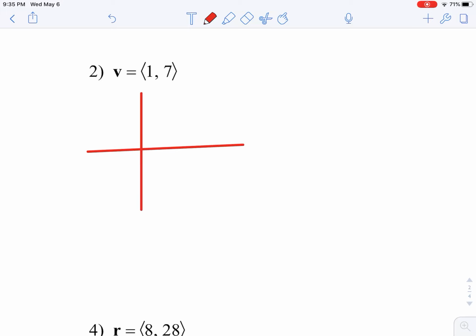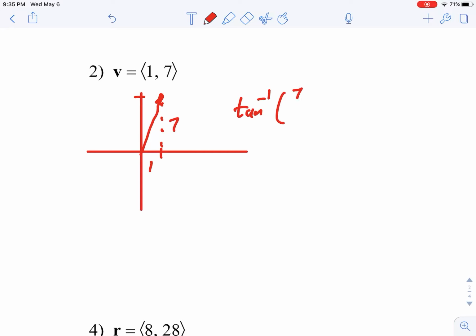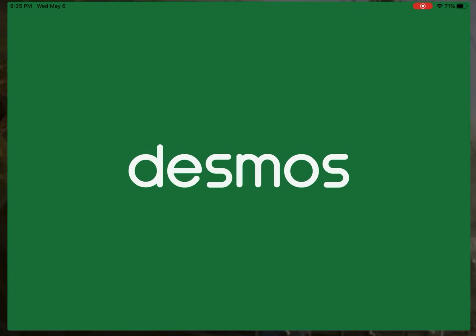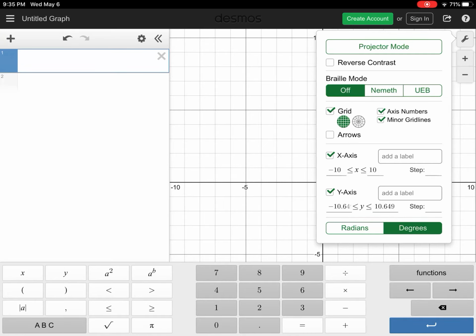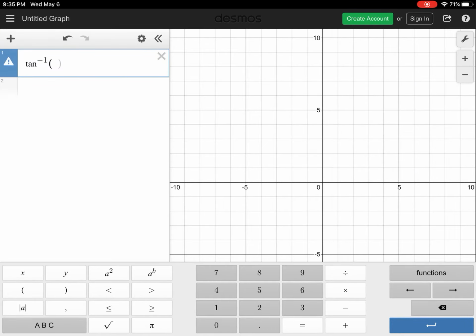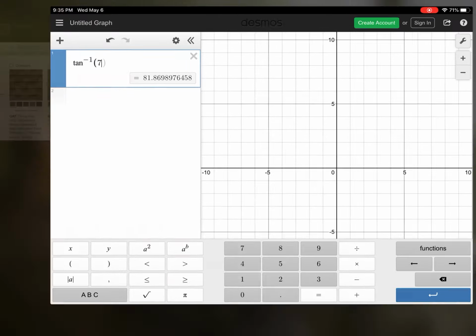So 1, 7 is going to be up here. 1 is the x, 7 is the y. So the inverse tangent of y over x. And here I'm not going to have to add 180, subtract from 180, subtract from 360, nothing like that. I just need Desmos to do this. I'm sorry, I forgot I threw in a couple of review questions on direction. So let's make sure that I am in degrees, yes. And I want to do the inverse tangent of 7 over 1, which is just 7. So what is that? 81.87 degrees.